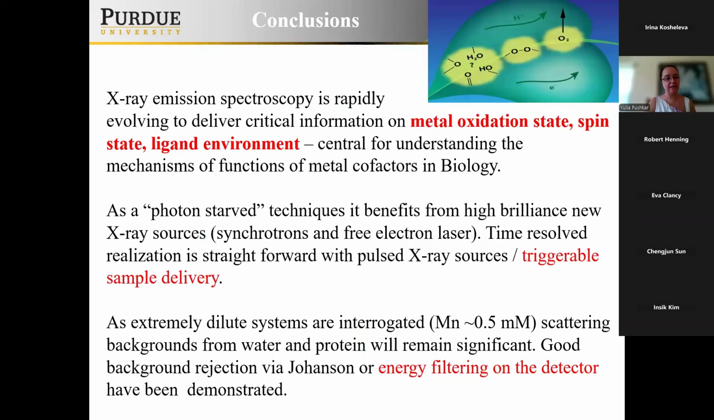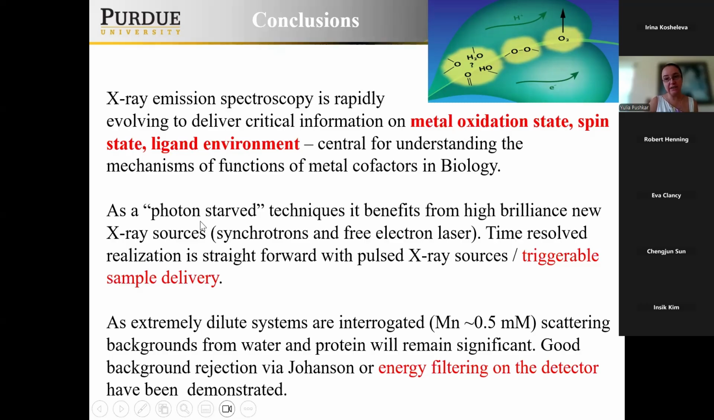Okay, so with this, I have my conclusions. I hope I convinced you that this method can deliver critical information on metal oxidation state, spin state, and ligand environment, and those are all central to understanding the mechanism and function of metal cofactors. Any crystallography experiment will still have a heavy element blob, but to see Cu 2+ versus Cu 1+, maybe you need to do some anomalous measurement below the edge. So again, crystallography has very limited tools to answer those questions.